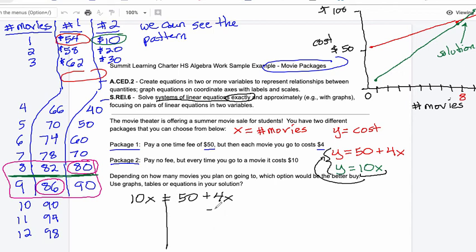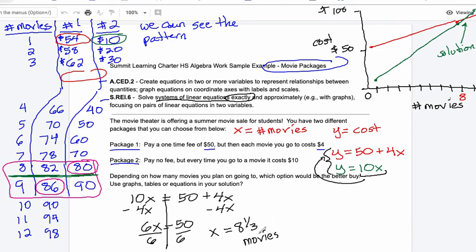So I want to get x by itself. I'm going to subtract 4x from both sides. 10x minus 4x is 6x equals 50. Going to divide both sides by 6 to get x by itself. And 6 goes into 50 8 times with a remainder of 2. So 8 and 2 sixths turns into 8 and 1/3. So what does that mean? That means if I went to 8 and 1/3 movies, that would be when the prices are the same.